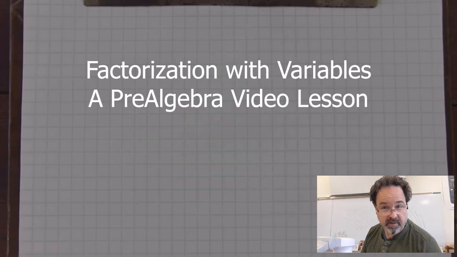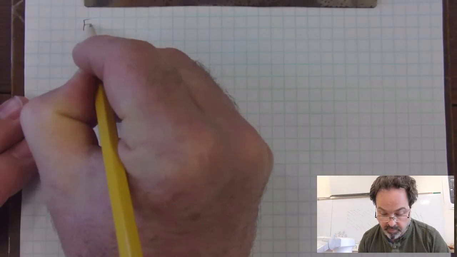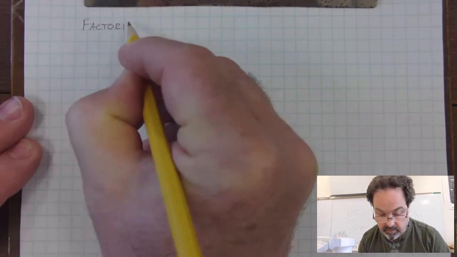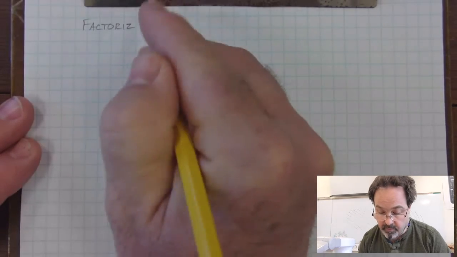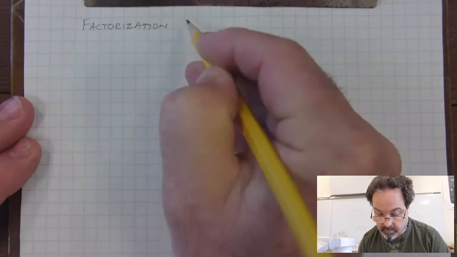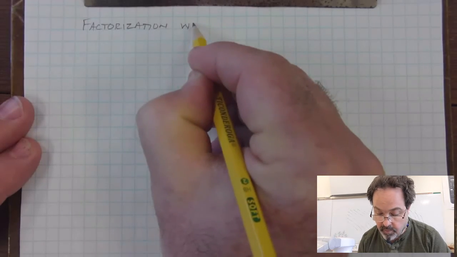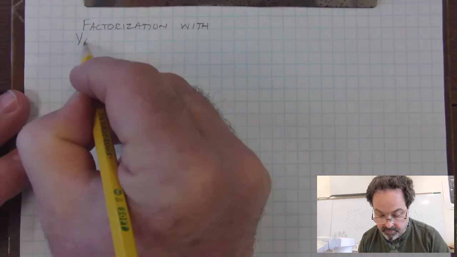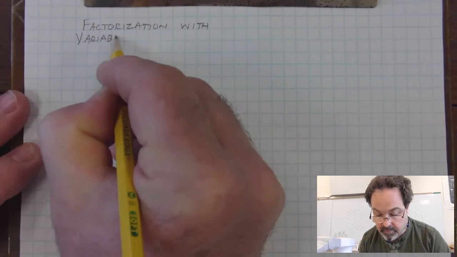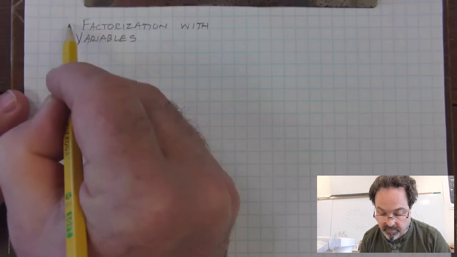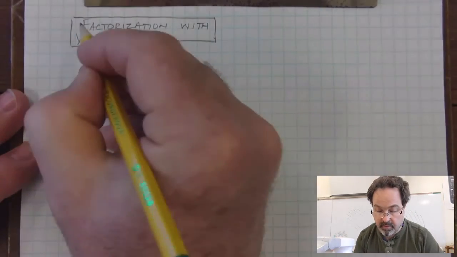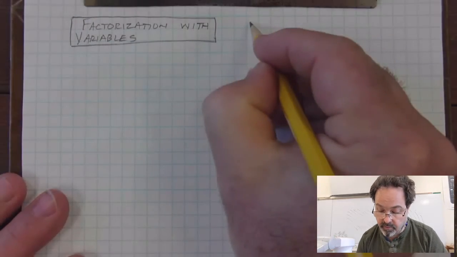This is a video lesson on factorization with variables. We mean factorization problems that contain variables. Factorization means to split something apart into its factors. Factorization means to express a number or an expression as a product, as a multiplication problem.